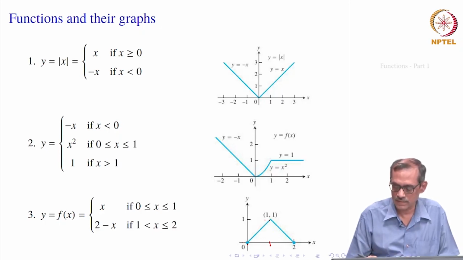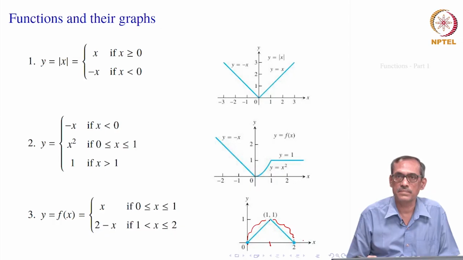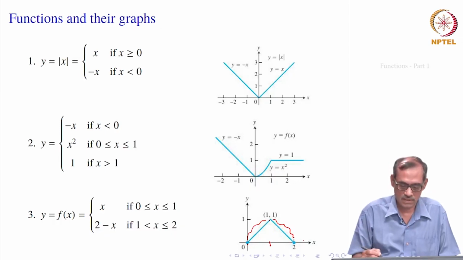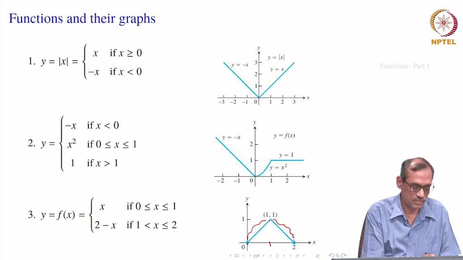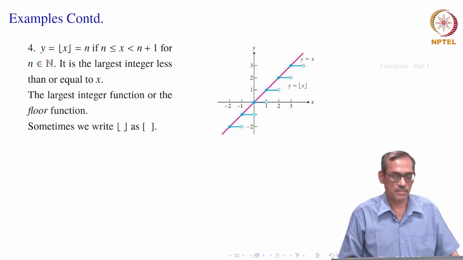So, it is this line from 0 to 1, and y equal to 2 minus x, again it is a straight line, which will be from this place to this place, x from 1 to 2. So, that is how the graph looks like. It is a hat function, x from 0 to 1, 2 minus x from 1 to 2. I will give some more examples slowly.